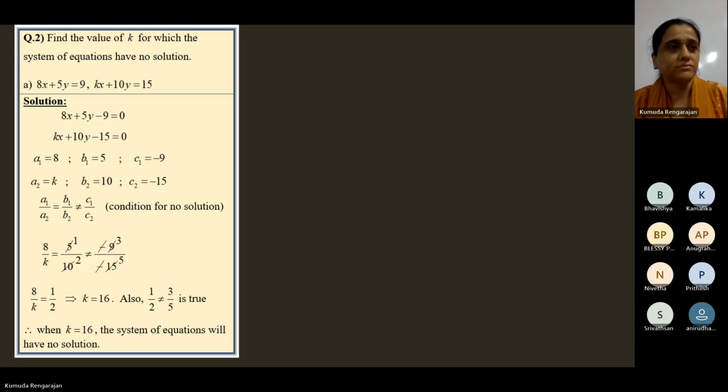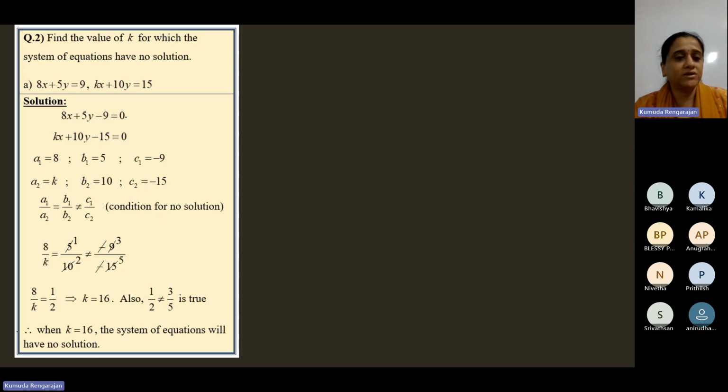Okay. See this question. Find the value of k for which the system of equations have no solution. So what's the condition for no solution? A1 by A2 is not equal to B1 by B2 is not equal to C1 by C2. Very good. Okay.